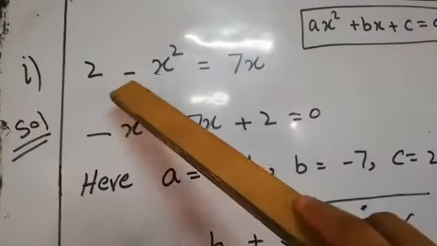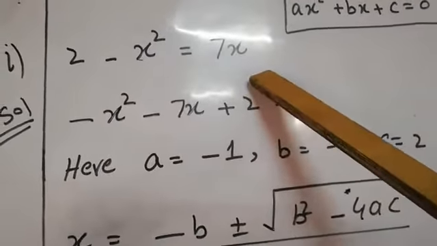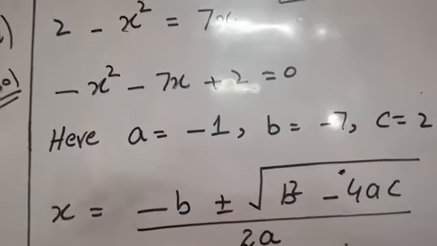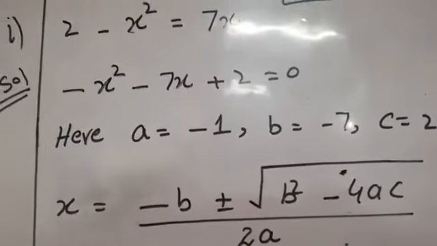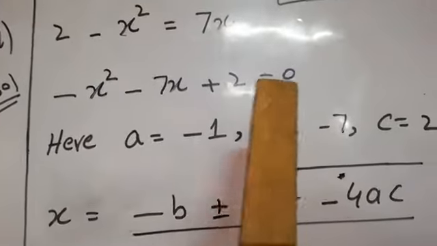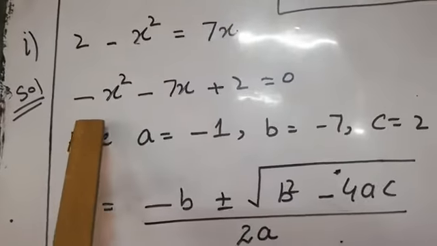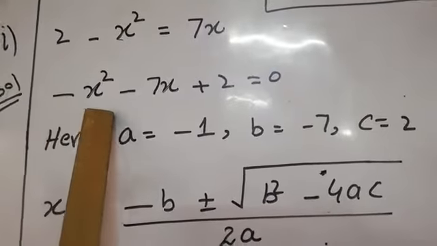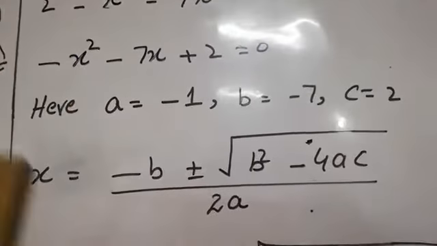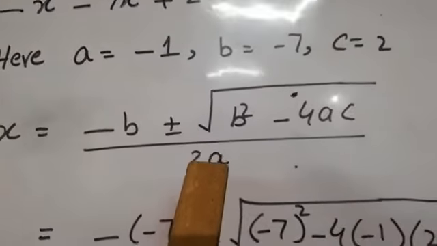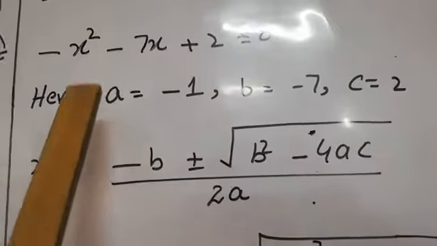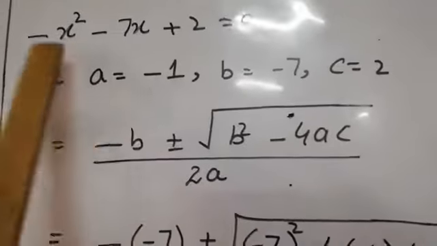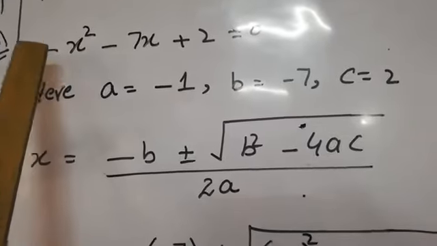This is part number 1: 2 minus x square is equal to 7x. First of all, my dear students, we will write this in quadratic form in such a way that we write all the values on the left hand side and put 0 on the right hand side. There are two options. You can change this negative sign to a positive sign by multiplying or dividing the equation by minus 1. But if you are going to solve using the quadratic formula, there is no need to change this negative sign to a positive sign. So just move on.